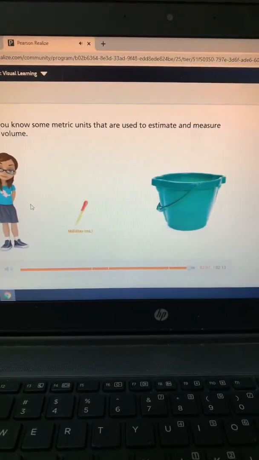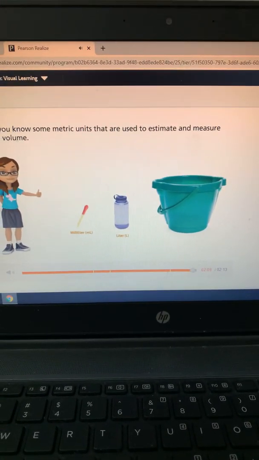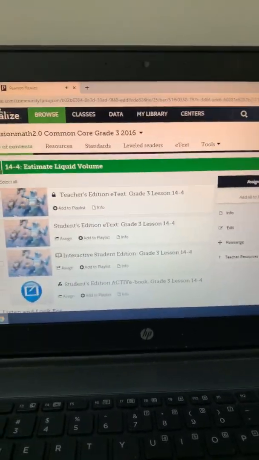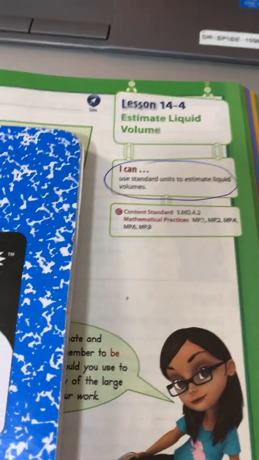Now you know some metric units that are used to estimate and measure liquid volume. All right, let's go ahead and get started here. First thing we're going to do, circle our I can statement. It says, I can use standard units to estimate liquid volumes.